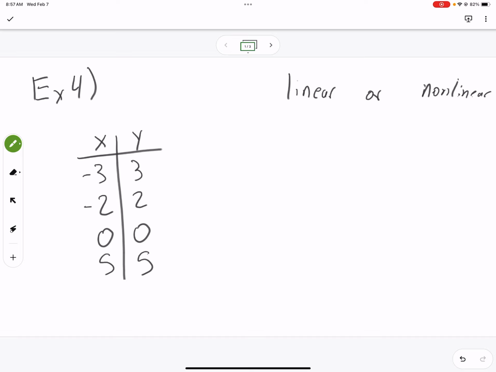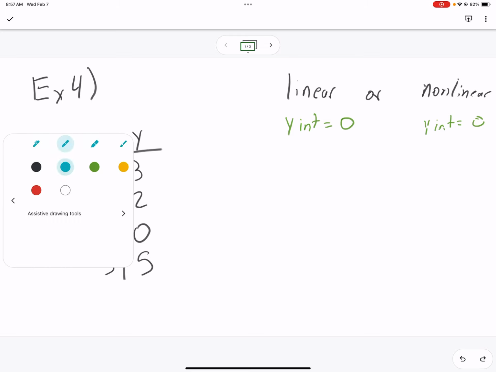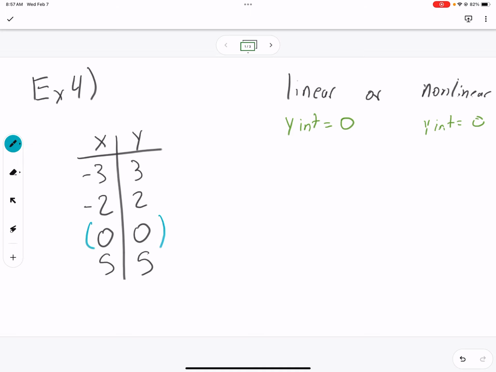Regardless of linear or nonlinear, I know that the y-intercept equals what? 0. Yeah, the y-intercept equals 0 because when x equals 0, y is 0. Find the slope. So someone walk me through how I would find out. I guess we'll do the double point thing. Which one do you want to use first? Let's do 0, 0 and 5, 5. 5, 5 will be our second.